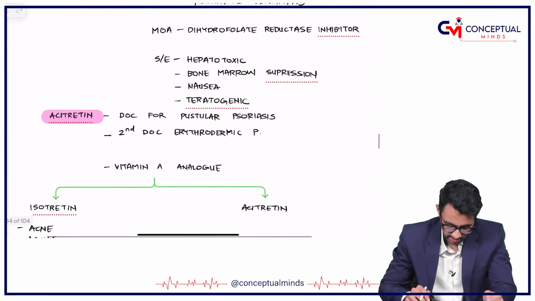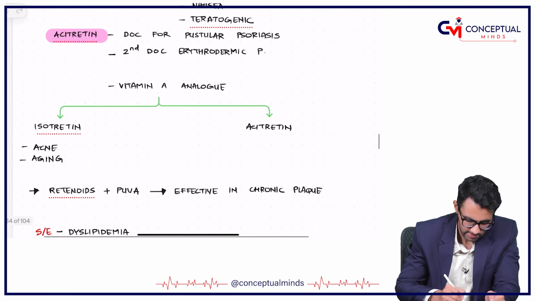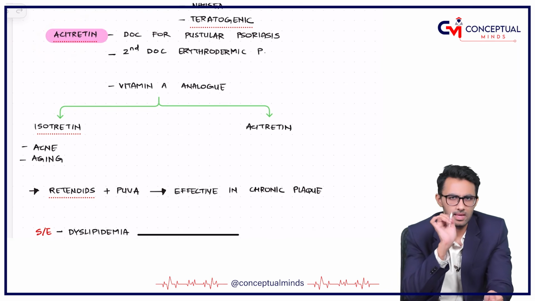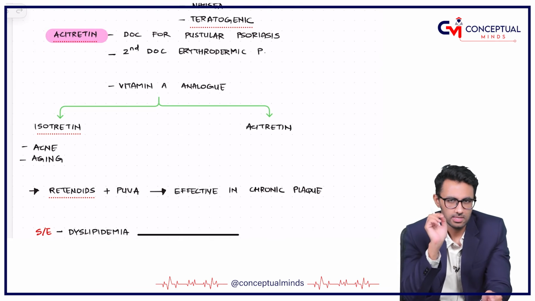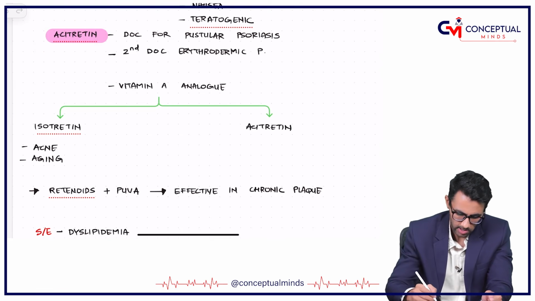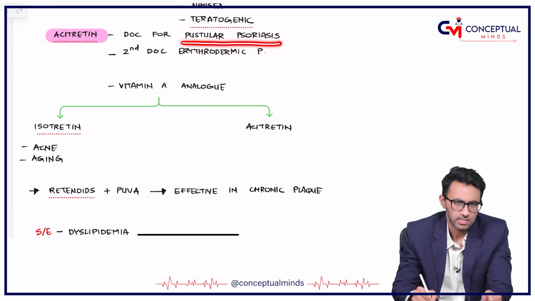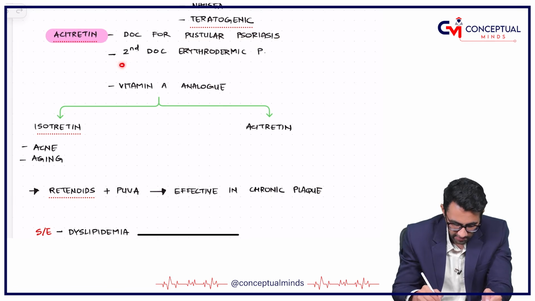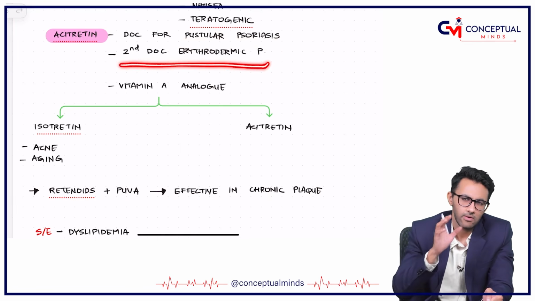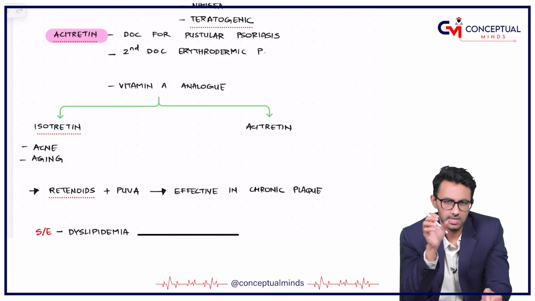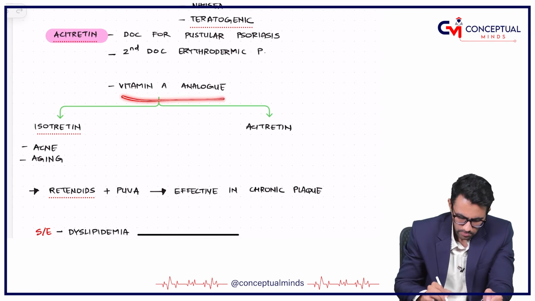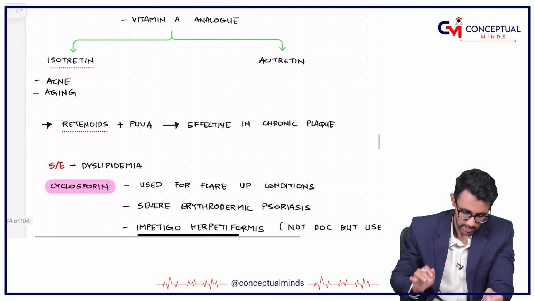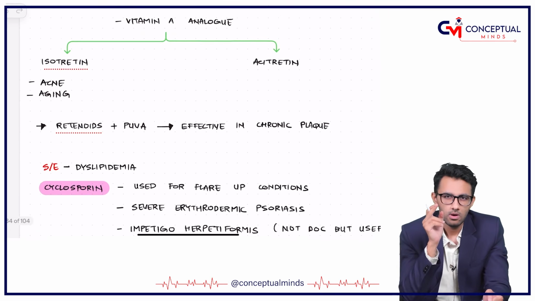All right, and the next one is acitretin, a vitamin A analog, vitamin A derivative. This is a sort of magical drug for us in dermatology. DOC for pustular psoriasis, acitretin. For erythrodermic psoriasis, if we are not using methotrexate, we are supposed to use acitretin.